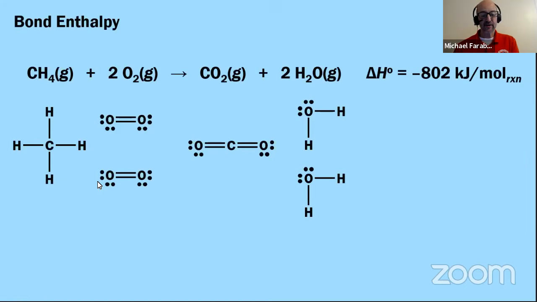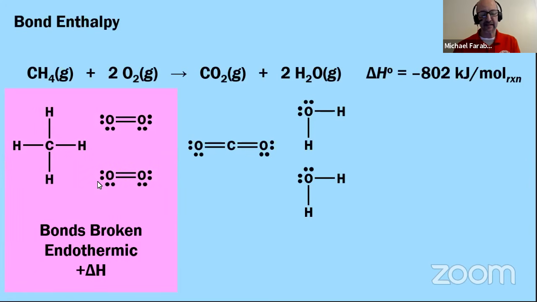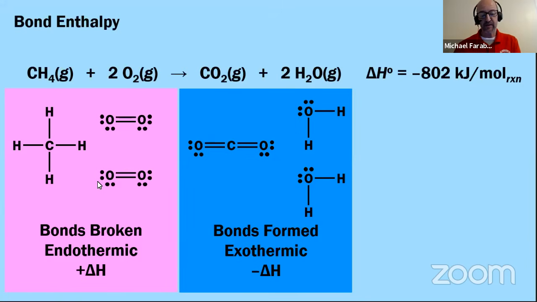So I have bonds that are being broken. And again, that is an endothermic process, so a positive value. I have bonds that are being formed, and that would be an exothermic process or a negative value. So what I can do now is consult a table of bond enthalpy values, and I can find the particular bonds that I'm dealing with in this particular problem.